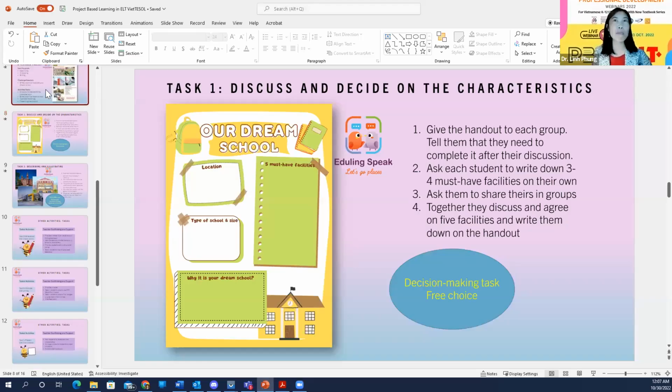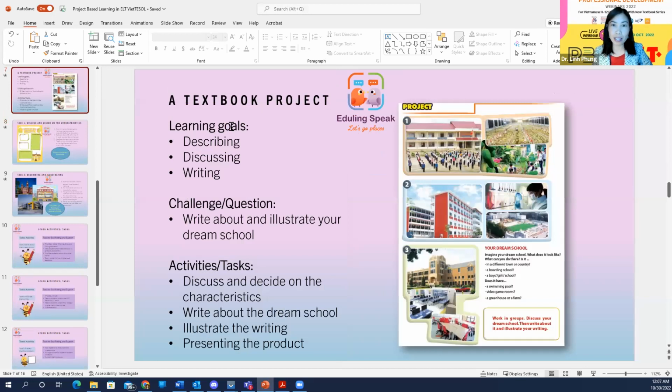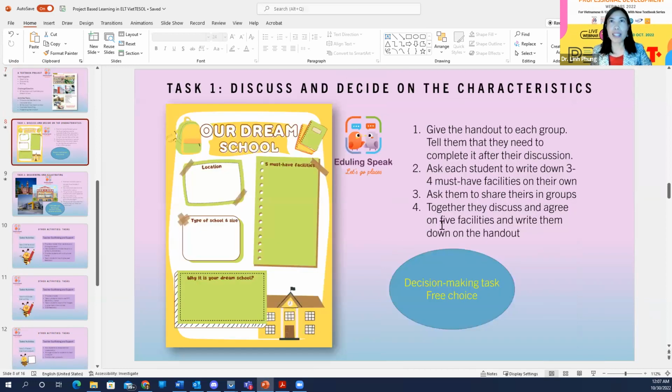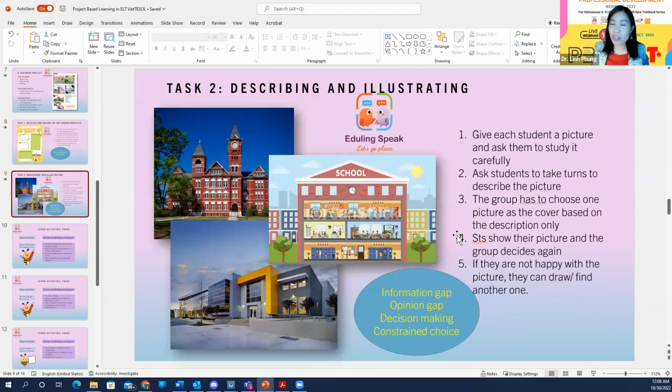So I imagine that the main goal of this project is for the students to describe their dream school, right? And also for them to discuss ideas and to complete a writing. That's why in the first task here, I suggest that they can discuss and decide on the characteristics of their dream school. And then in the second task here, basically I want to help them learn how to describe pictures and how to describe the different features of the schools and to make decisions as well. And the outcome here is for them to choose the cover.